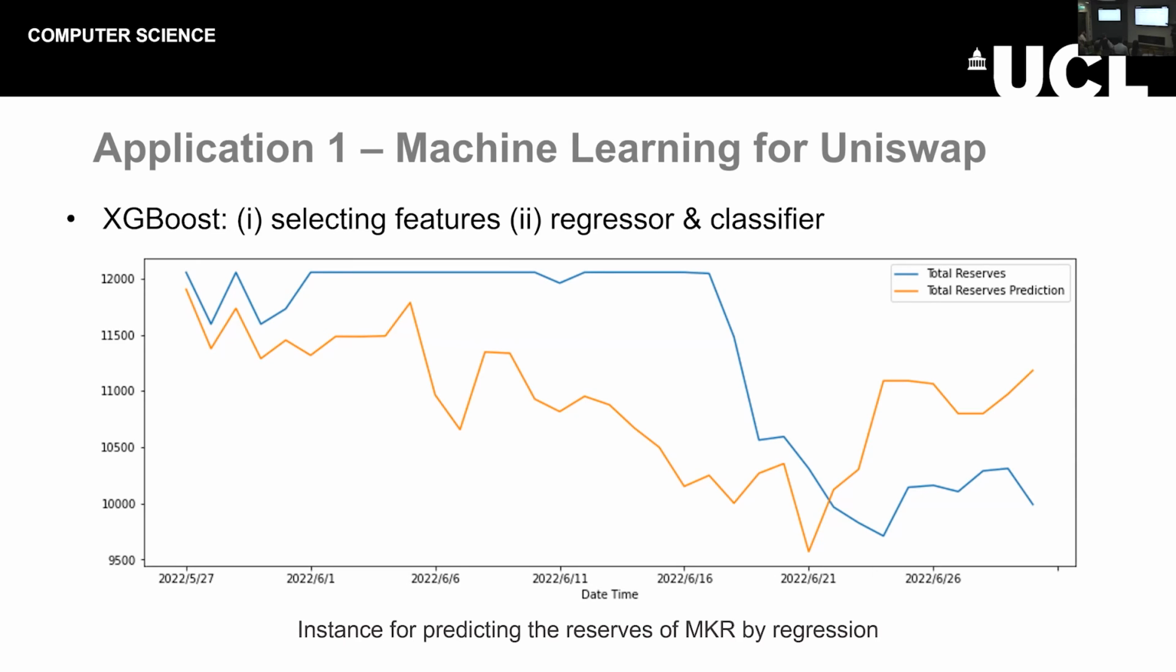The first is the regression. It's our simple example on MKR. You can see the fitting degree is not good, right? But actually, we predict the trend well. Sometimes we focus more on the trend, not on the absolute value, because if the liquidity goes down, you may have to tolerate a high slippage.